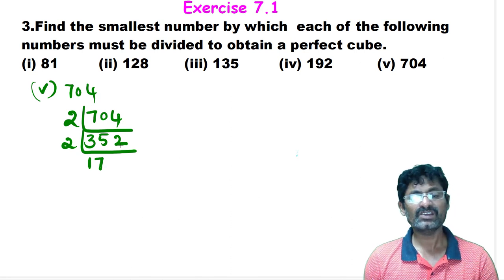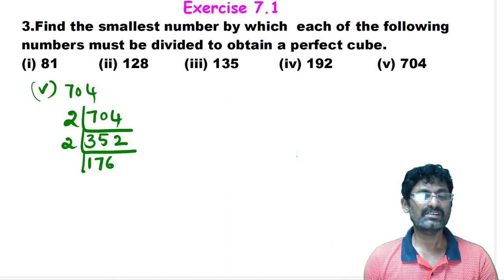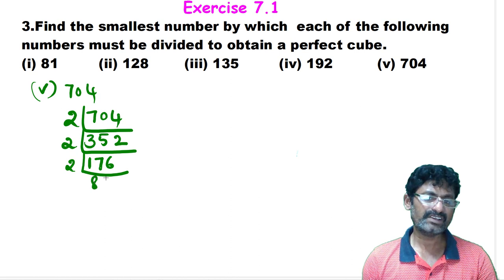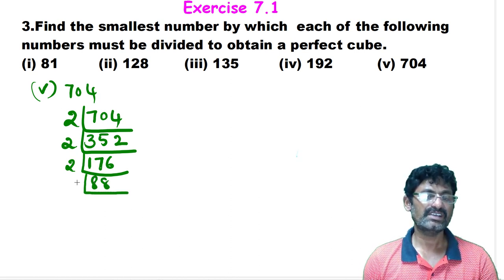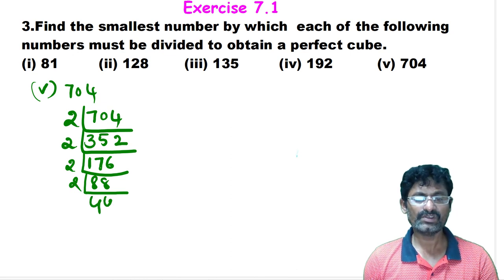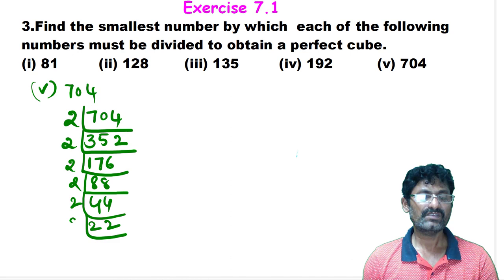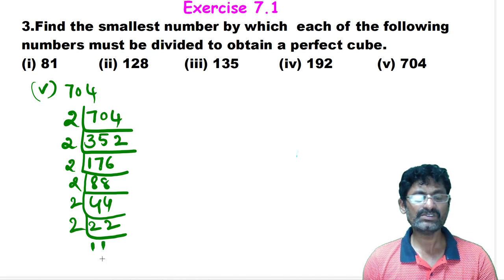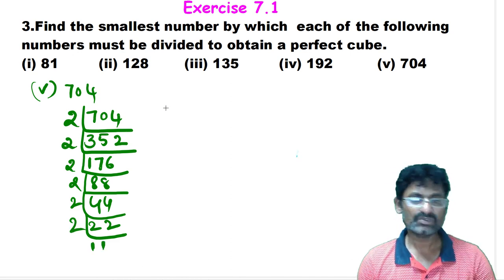1 will be there, 12. 2 times 6 is 12. Then 2 times 8 is 16. 1 will be there again. 2 times 8 is 16. So then 2 times 4, 2 times 4. Then 2 times 2, 2 times 2. Then 2 times 1 and 2 times 1. That means 2 times 11. That's it.